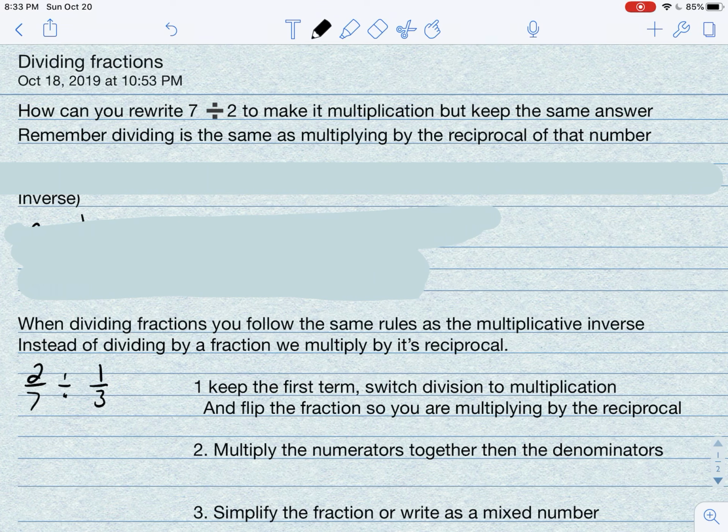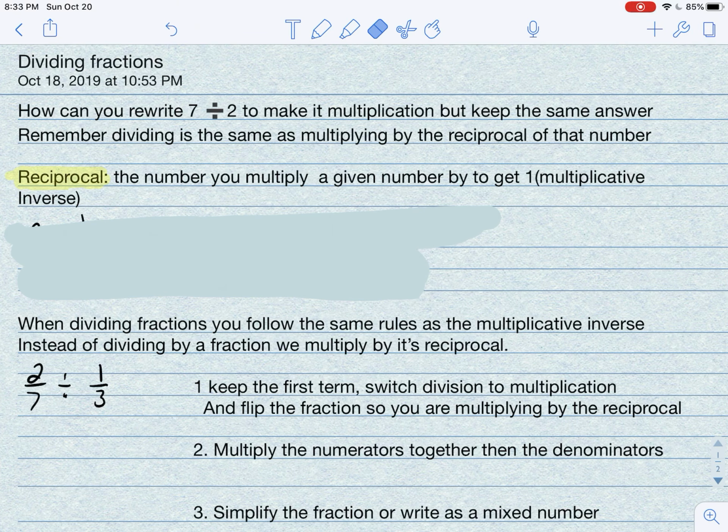So this first one: how can you rewrite 7 divided by 2 to make it a multiplication problem but keep the same answer? Remember, dividing is multiplying by that fraction. In this case, if you're dividing by 2, you're taking half of 7. So you take the reciprocal of 2. When you divide by 2, you are actually multiplying by the reciprocal of 2.